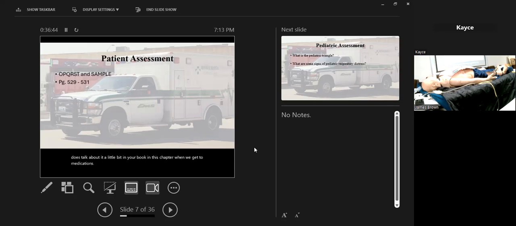Past pertinent history. So, what would be some past pertinent history for a respiratory emergency? Asthma, allergies, or emphysema, COPD. Okay. What else? Did they go to the doctor the other day because they've had a cough? Yeah, past illnesses. So these are things you want to be asking about.